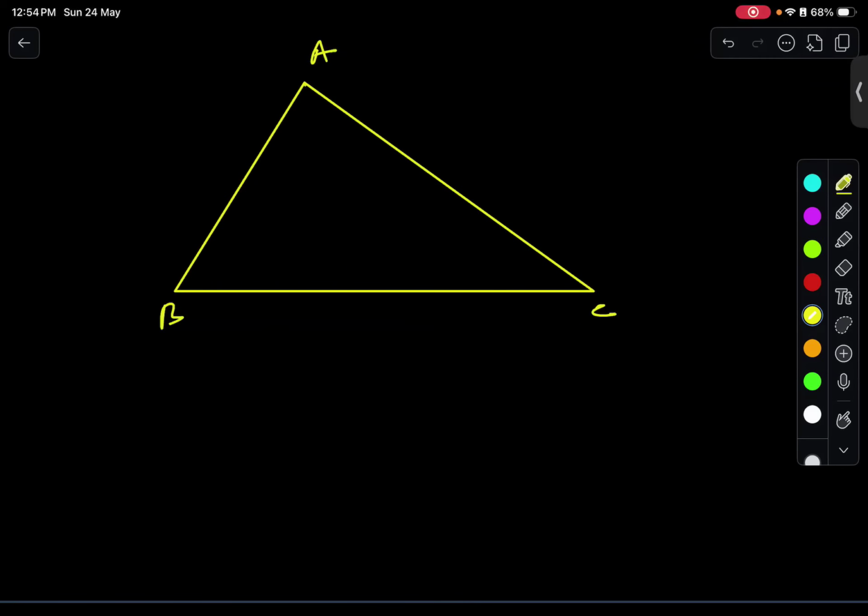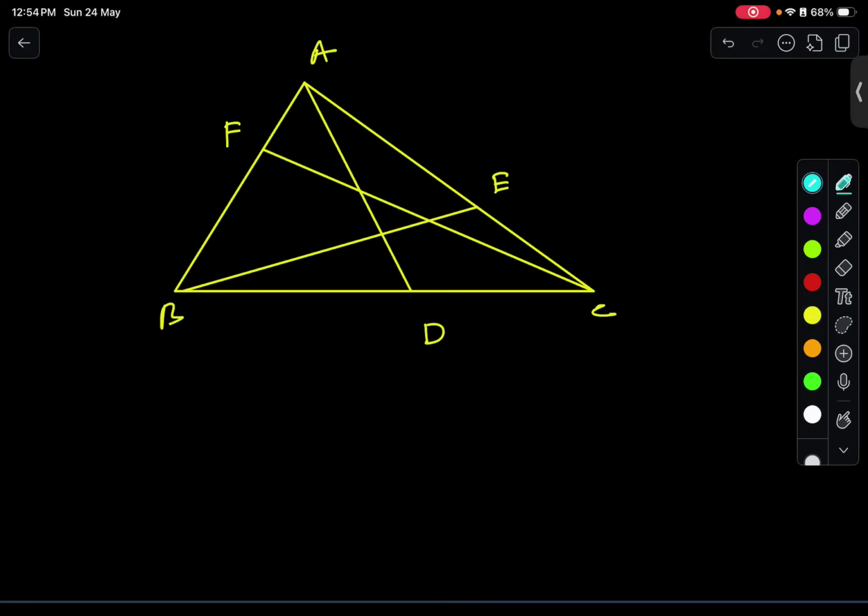A, B, C, D, E, F. Okay, something like this. So BD is to DC is 1:x. CE is to EA is 1:y. And AF is to FB is 1:z. Okay. Using mass point geometry.